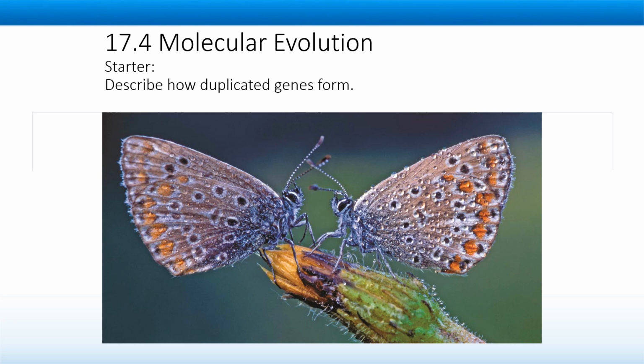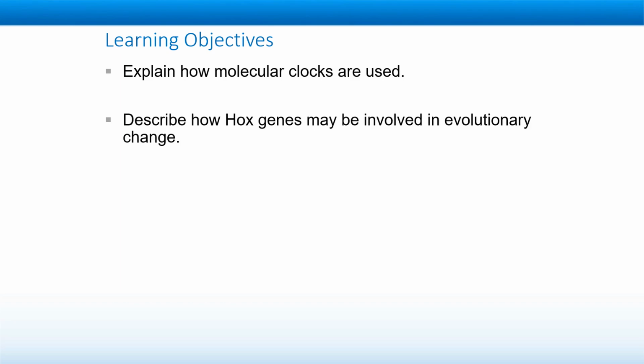So in section 4, we're going to look at molecular evolution. And the starter question says to describe how duplicated genes form. And we're going to take a look at 3 different learning targets. We're going to look at molecular clocks and how they're used. We're going to look at how new genes evolve. And we're going to look at Hox genes and how they can be involved in evolution.